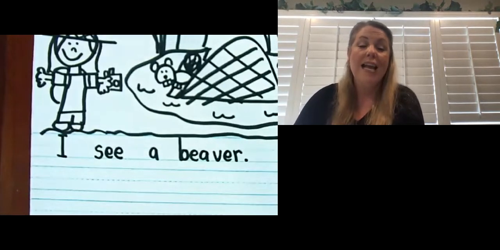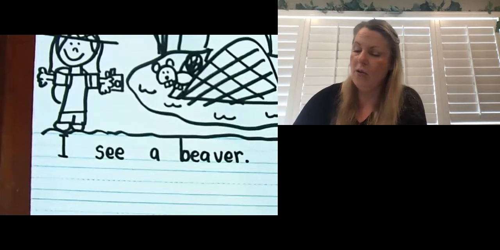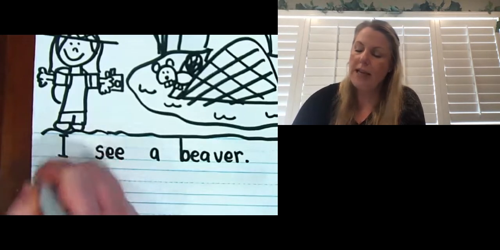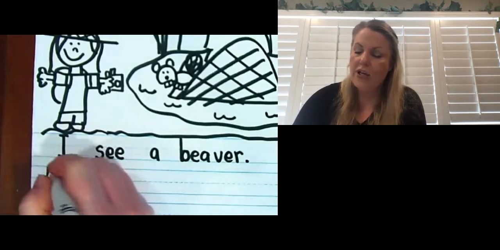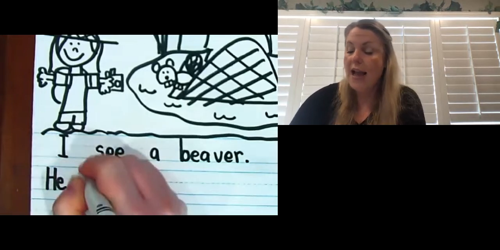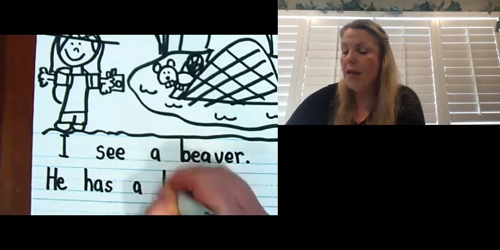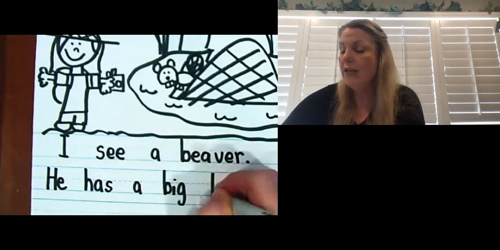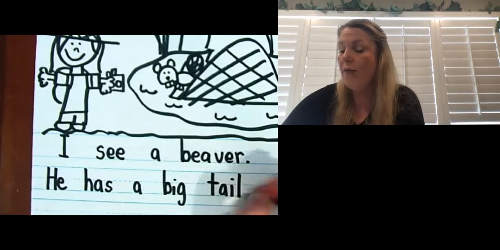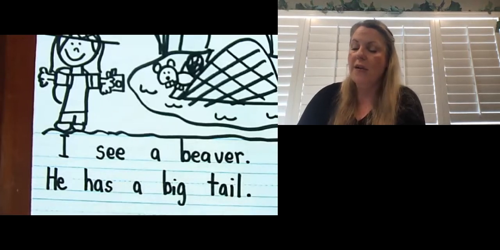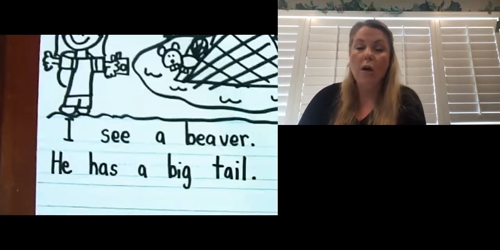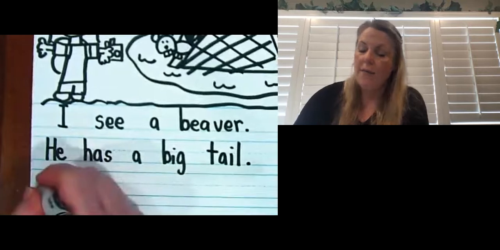Now I'm going to go ahead and identify a feature. I'm going to say he has a big tail, or they. Maybe I'll say he. He, capital H-E, has, H-A-S, A, big, B-I-G, tail, T-A-I-L, period. I see a beaver. He has a big tail. Now, where does he live?